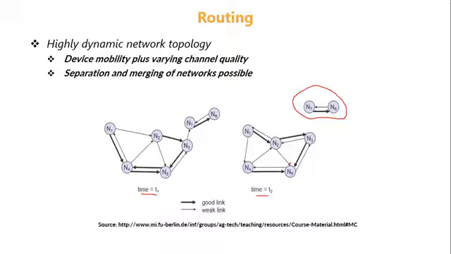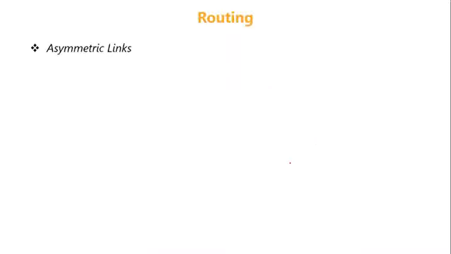There are also other issues. What are the other issues with routing that we will discuss? The first is asymmetric links. If node A receives a signal from node B, that doesn't mean that node B will also receive the signal from node A. It may not receive it, or node A to node B may be a good link whereas node B to A may be a weak link, or there may not be a link at all. So routing information collected for one direction will not help you identify the routing information about the other direction.